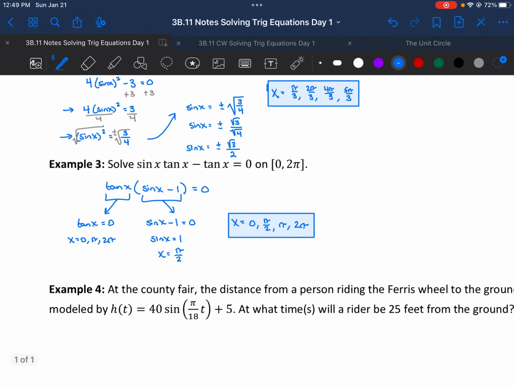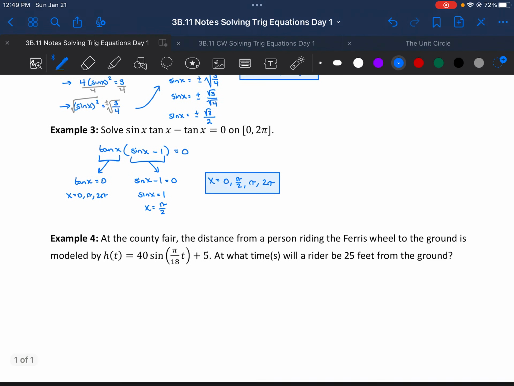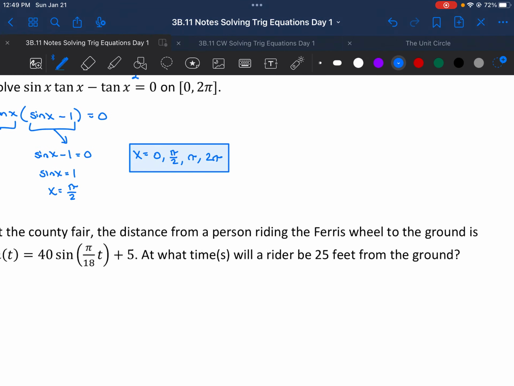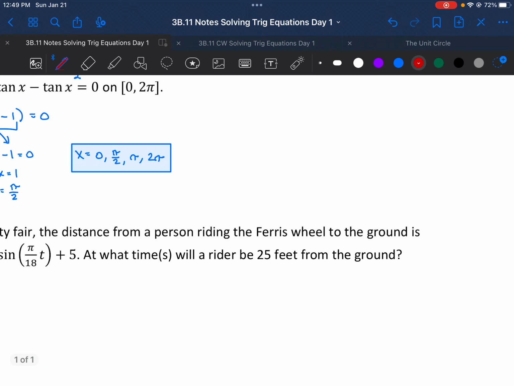Final example, we're going to do an application problem. All right, so example 4, at the county fair, the distance from a person riding the Ferris wheel to the ground is modeled by the function h of t equals 40 sine of pi over 18t plus 5. We want to know at what time or times will a rider be 25 feet from the ground. Now, we left out one tiny little detail here. Let me include this detail. I actually want to say in the first 30 seconds.